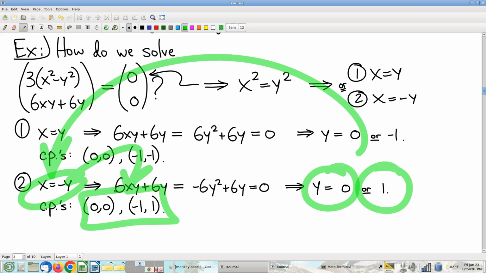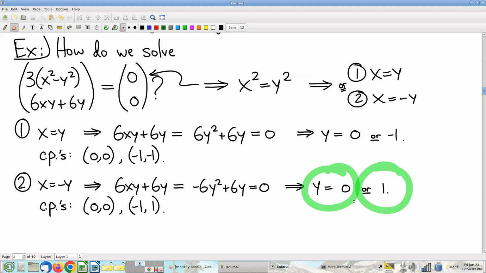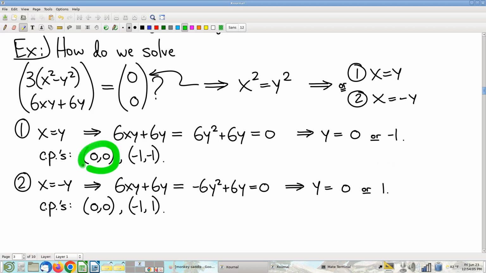Everybody happy? Now, of course, you'll notice that these two critical points are the same, and so we kind of double counted a critical point. No problem, right? It's still a critical point. Nevertheless, though, we do have 3 critical points, and had we ignored either one of these cases, we would have missed one of those critical points. Everybody good? Okay. All right.